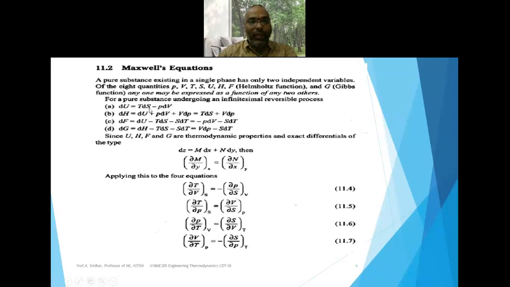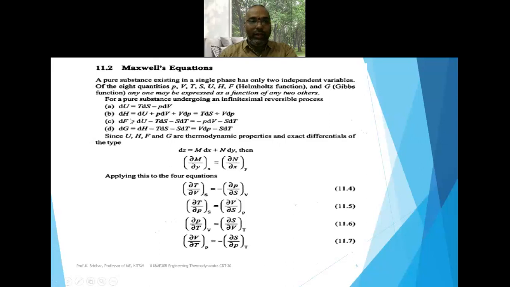Here, we have eight important thermodynamic properties: pressure, volume, temperature, entropy, internal energy, enthalpy H, the Helmholtz function, and the Gibbs function. Any one may be expressed as a function of any two others. For a pure substance undergoing an infinitesimal reversible process, we know that TdS is equivalent to dU plus PdV, so we can write dU equals TdS minus PdV.